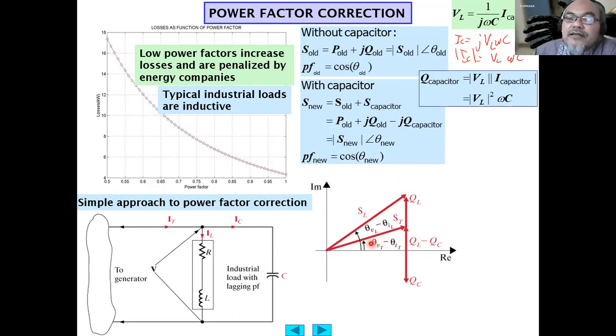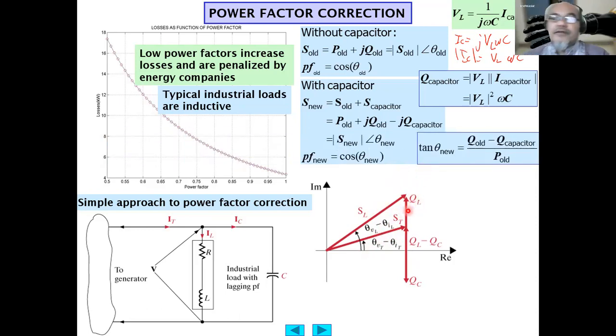Smaller means the cosine of this smaller angle will be closer towards 1. So we have a higher power factor. The power loss is then reduced. So the tangent of this theta new equals Q old minus Q capacitor, the imaginary part, divided by the old power, the active power, or cosine theta equals, from trigonometry, 1 over square root of 1 plus square of tangent theta.